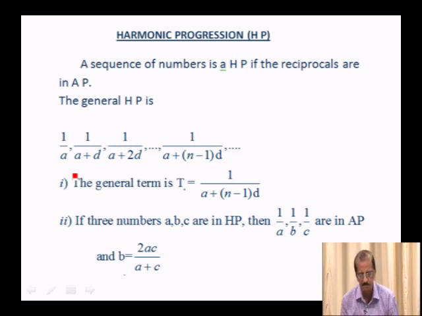If the three numbers A, B, C are in HP, then 1 over A, 1 over B, 1 over C are in AP, and B is equal to 2AC over A plus C. So, that is the relation between A, B and C. If 1 over A, 1 over B, 1 over C are in AP, therefore, B is equal to 2AC over A plus C.